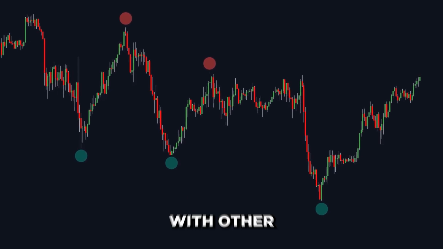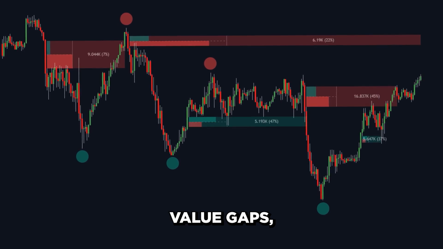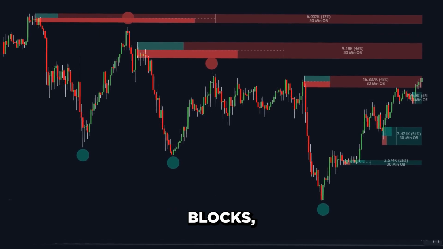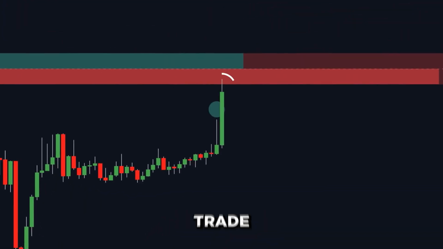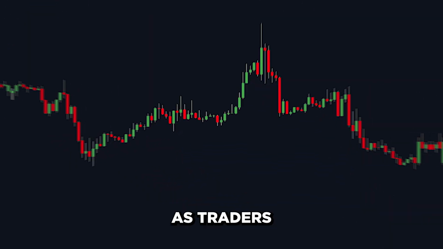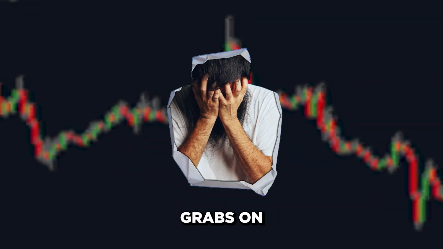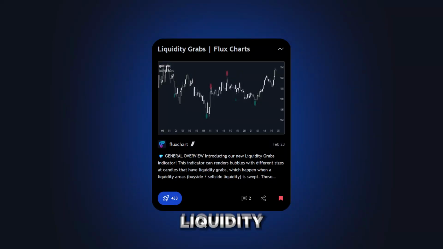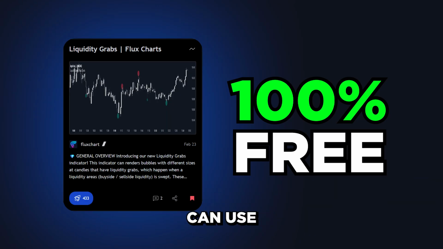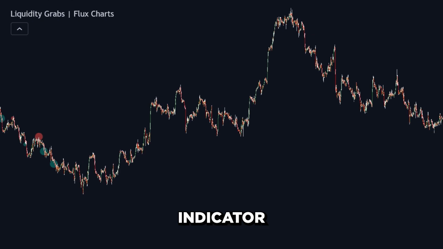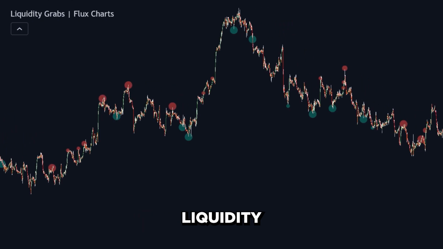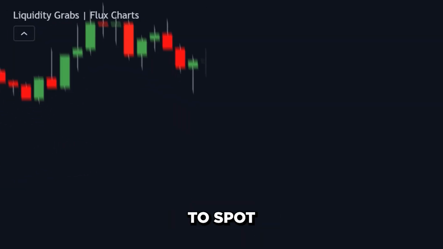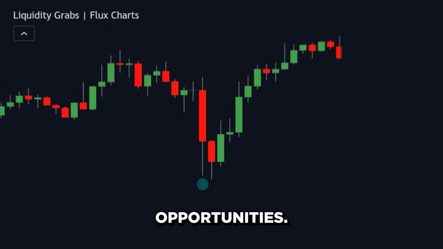Combining liquidity grabs with other trading concepts such as fair value gaps or order blocks, traders can identify profitable trade opportunities with ease. As traders may struggle to find liquidity grabs on their own, we've created our own liquidity grabs indicator, which you can use for completely free. This indicator will automatically point out liquidity grabs, making it much easier to spot potential reversals and trading opportunities.